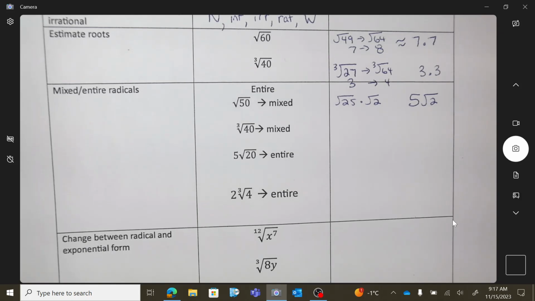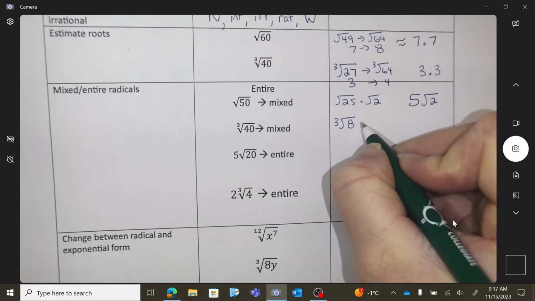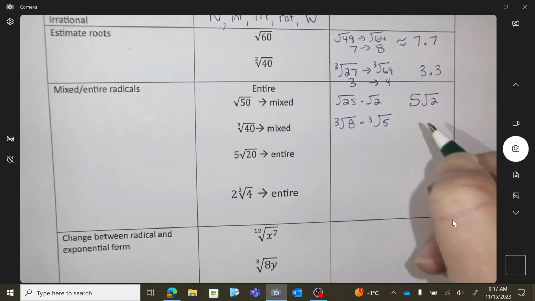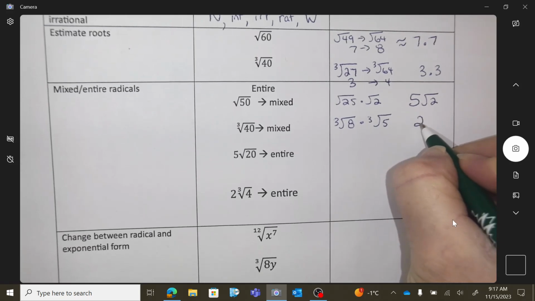Okay, 40 is divisible by what perfect cube number? This has got to be a cube number. So make sure you know your cube numbers. You have 8, 27, 64. So we're divisible by 8. 8 times 5 is 40, right? The cube root of 8 is 2.